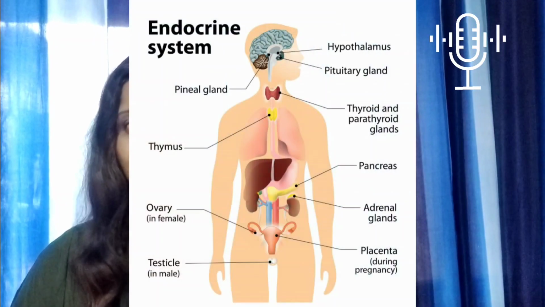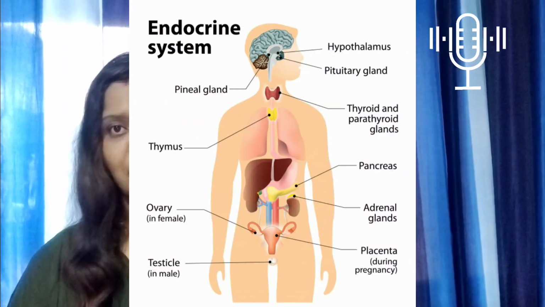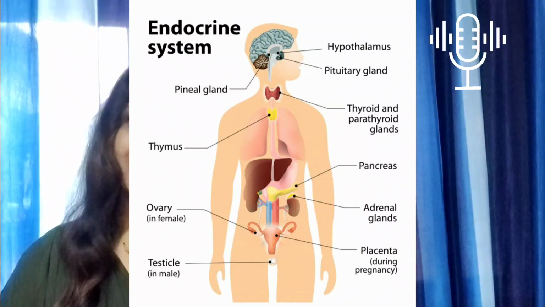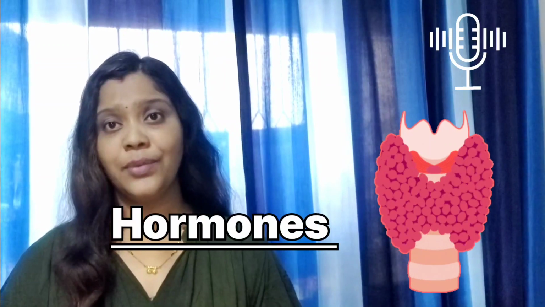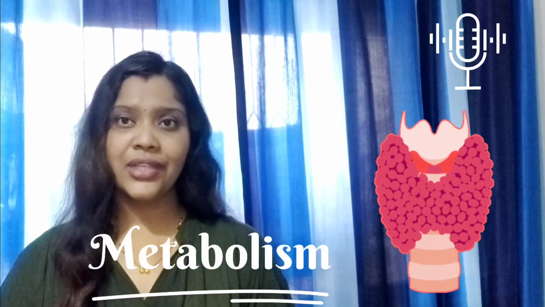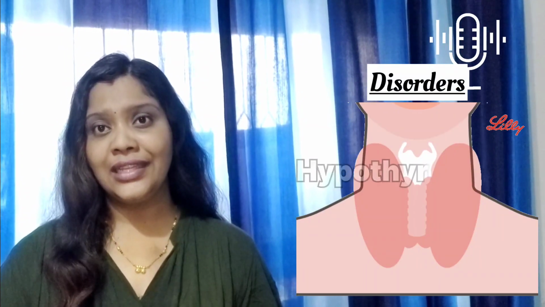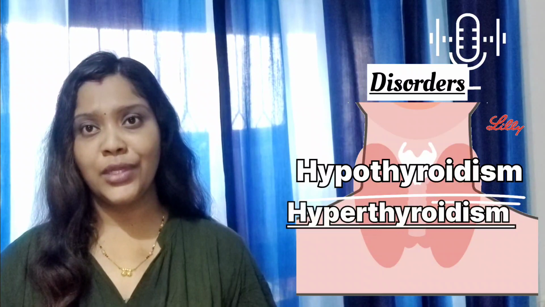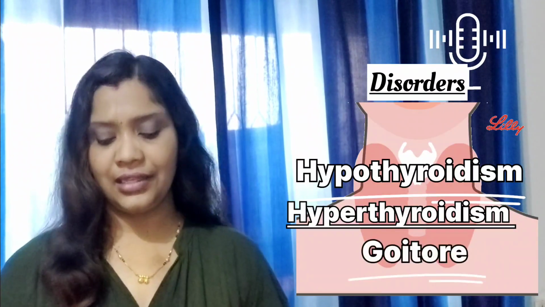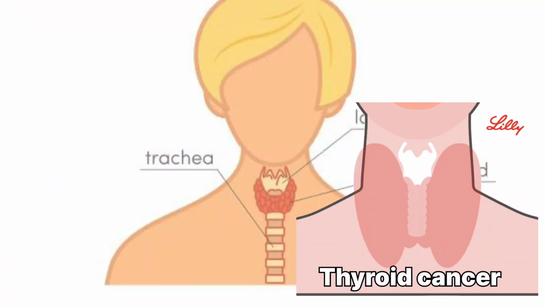It's a part of an intricate network of glands called the endocrine system. The endocrine system is responsible for coordinating many of the body's activities. The thyroid gland manufactures hormones that regulate the body's metabolism. There are several different thyroid disorders that include hypothyroidism, hyperthyroidism, goiter, thyroid nodules, and thyroid cancer.